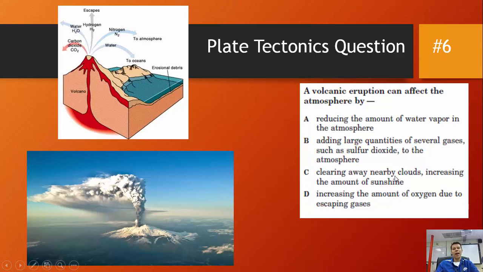Clearing away nearby clouds, increasing the amount of sunshine. A volcanic eruption does not make a sunny day. In fact, it'll make a really dark, gloomy, cloudy day. Increasing the amount of oxygen due to escaping gases. No, it doesn't release oxygen. So our best answer here is B, adding large quantities of several gases such as sulfur dioxide to the atmosphere.